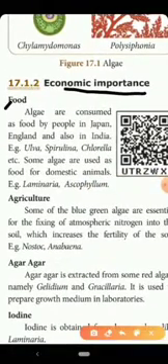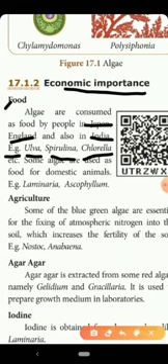Food. Algae are consumed as food by people in Japan, England, and also in India. For examples, Ulva, spirulina, chlorella. These three groups of algae are used for human consumption. At the same time, Laminaria and Ascophyllum, these two groups of algae are used as food for domestic animals.